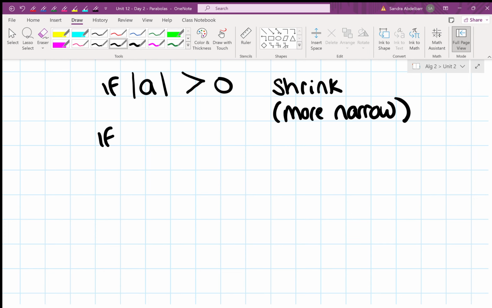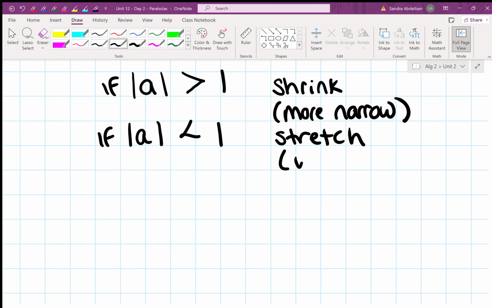And if the absolute value of A is, it shouldn't be 0, I should have put 1, is less than 1, that means we're just dealing with fractions, right? What does that mean? Are we going to be wider, or are we going to shrink? Wider. So the parabola is going to stretch, and it's going to be wider.